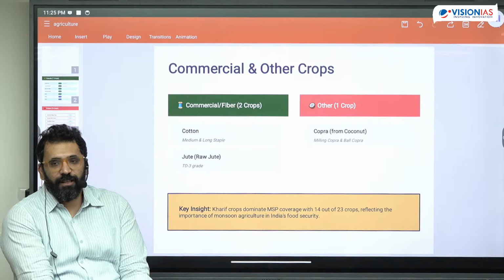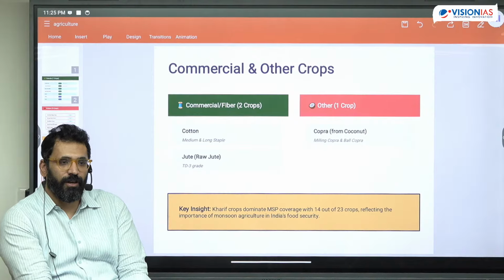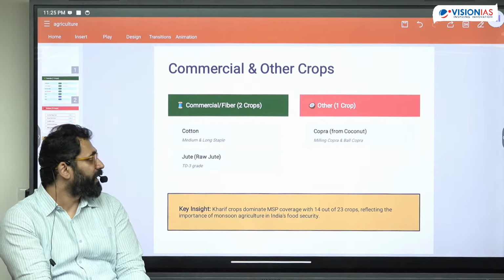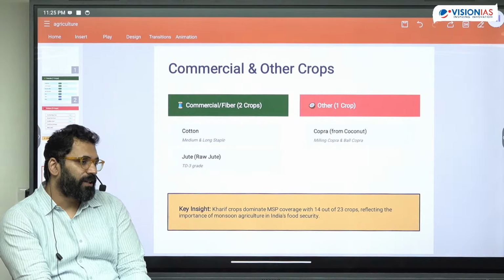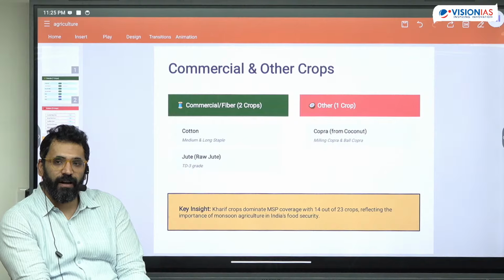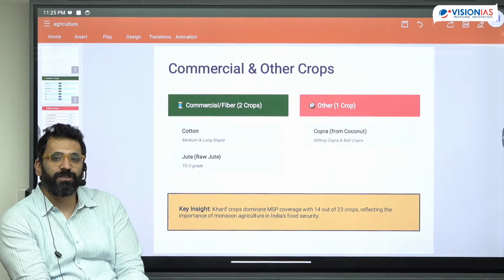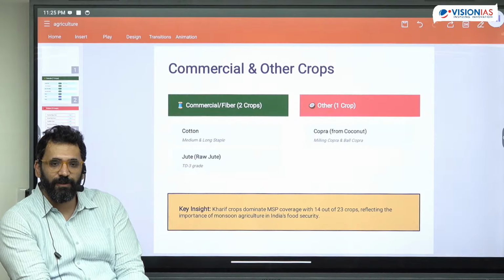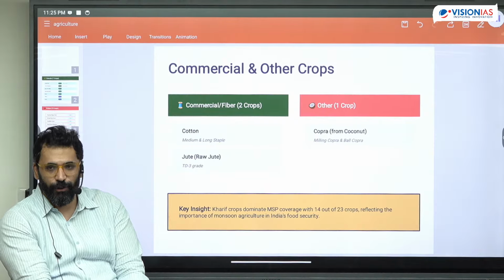Commercial crops are 3. One is cotton. Cotton, guys, there is a huge procurement done by Cotton Corporation of India. Second is jute, and the third is copra, dried coconut. Coconut promotion scheme has been launched in the budget, where the finance minister said India is the largest producer of coconut, which is actually not true.